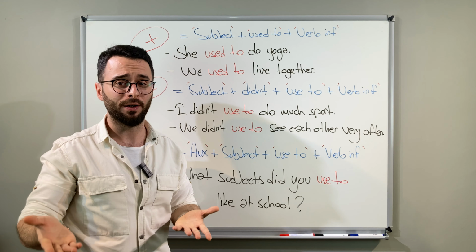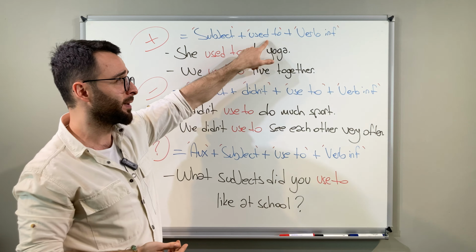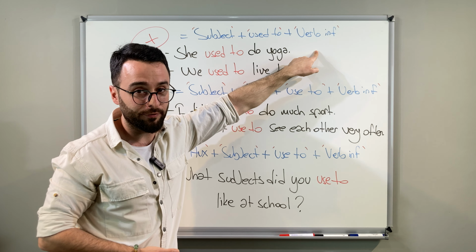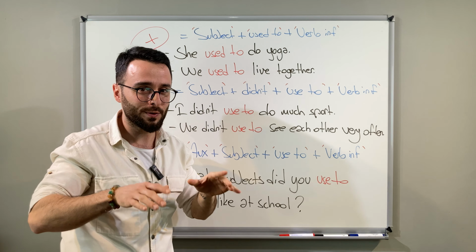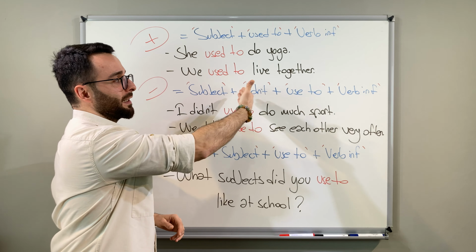Now let's talk about how to form used to, shall we? If you have a positive sentence, guys, you just need to place used to after the subject, and it's followed by verb infinitive, which means the base form of the verb, it's always the same. We always use the base form after used to. Like, she used to do yoga, or we used to live together.